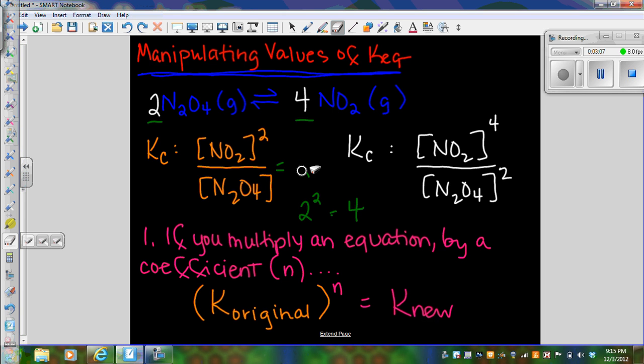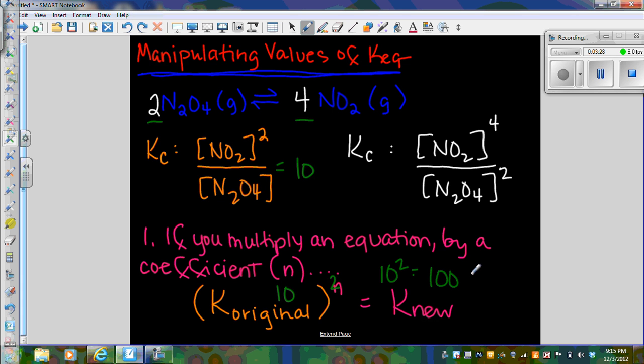If this were, let's say, 10, we would take our original, which was 10. We multiplied it by a coefficient of 2, so this will become 10 squared, and our new value will be 100. So that's our first rule. Let's go on and do our second rule.